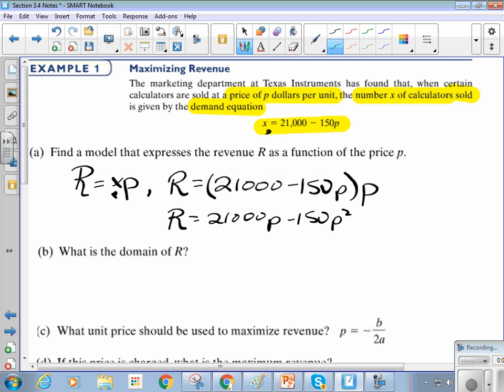All right, so we need to figure out what is the domain of our R function. Domain of R.